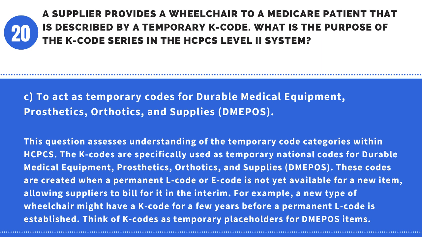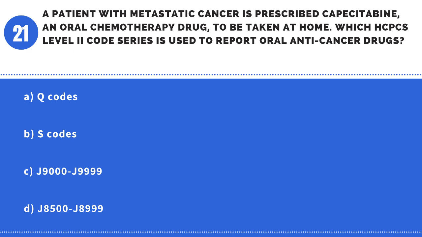For example, a new type of wheelchair might have a K code for a few years before a permanent L code is established. Think of K codes as temporary placeholders for DMEPOs items. Question 21. A patient with metastatic cancer is prescribed capecitabine, an oral chemotherapy drug, to be taken at home. Which HCPCS Level II code series is used to report oral anti-cancer drugs? A. Q codes. B. S codes. C. J9000 J9999. D. J8500 J8999.